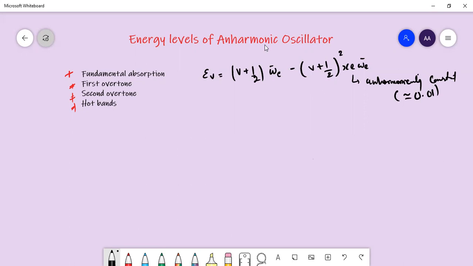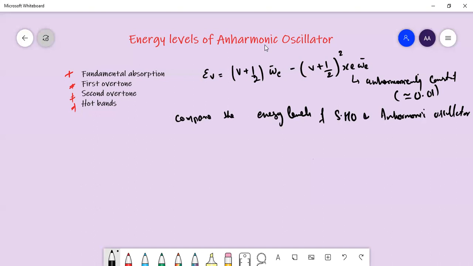Now let's compare the energy of the harmonic oscillator and the anharmonic oscillator, and find the energy for different vibrational quantum numbers. If we compare the energy levels of the simple harmonic oscillator and the anharmonic oscillator, it becomes very easy to understand the difference between them.